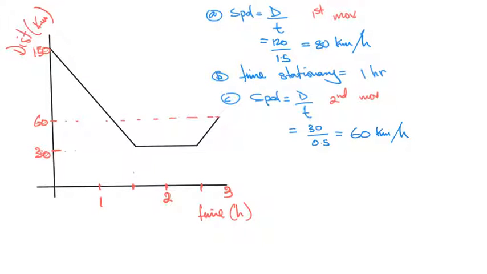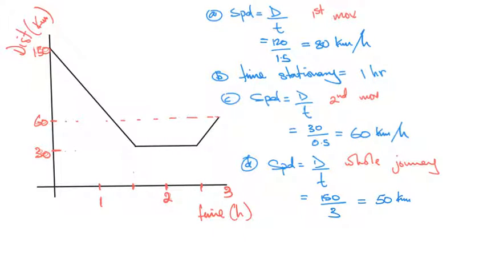So I'm just going to jump straight to the average speed for the whole journey. Speed is distance over time, and this is for the whole journey. Now, to get the speed for the whole journey, I need the total distance that was traveled. Well, it traveled down here 120, and then after that, it went back up another 30. So the total distance traveled, if you add those two together, is 150 kilometers. And the time it took altogether, 0 to 3 hours. So that's 3 hours, which will then give us 50 kilometers per hour.